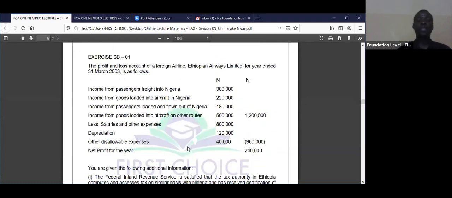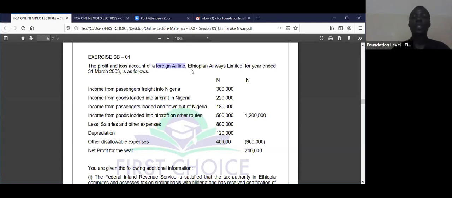Exercise SB is for special business, SB01. The profit and loss account of a foreign airline. The moment you see something like this, it tells you it's a special business. When you see airline, and not only foreign, these keywords, foreign airline, just underline and say special business.